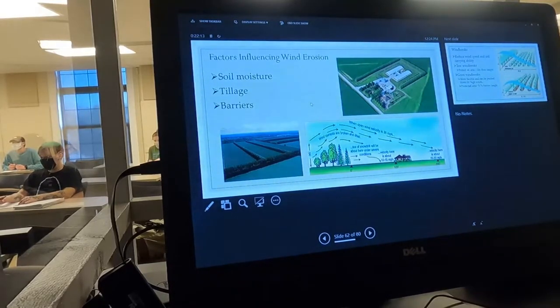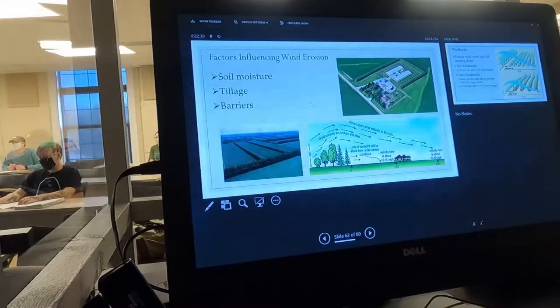Tillage is going to affect that. The rougher the surface, the less velocity and turbulence the wind has moving over that surface. And so we get in this conundrum where we don't want to till, but we also don't want to have a smooth surface, because it's going to decrease the friction of the particles moving across the field.